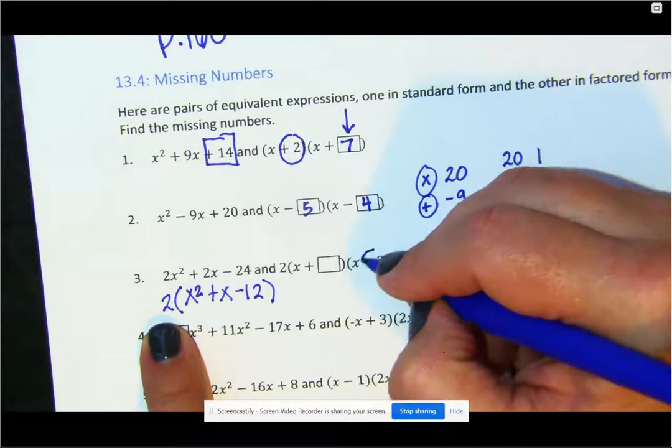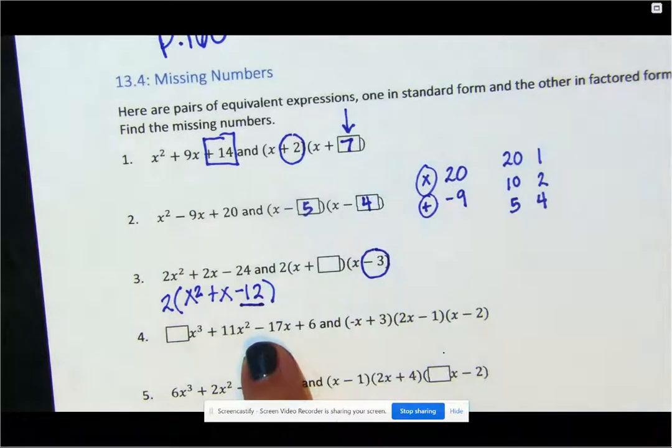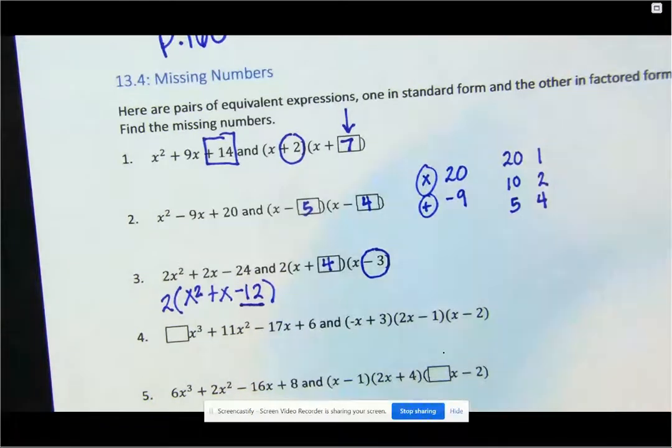I know -3 times this has to make this last number right here, -12. Well, -3 times what makes -12? 4. Okay.